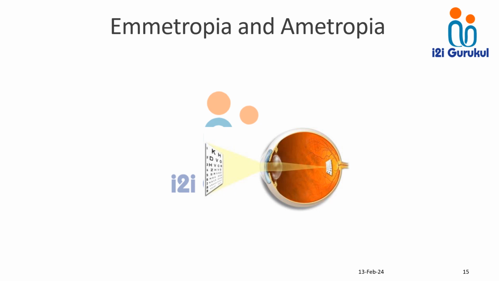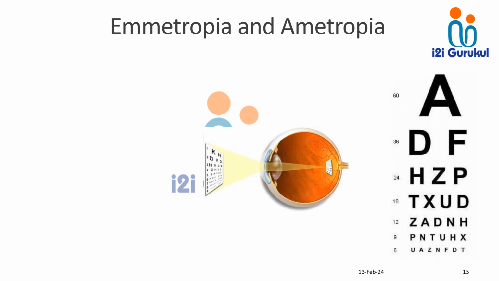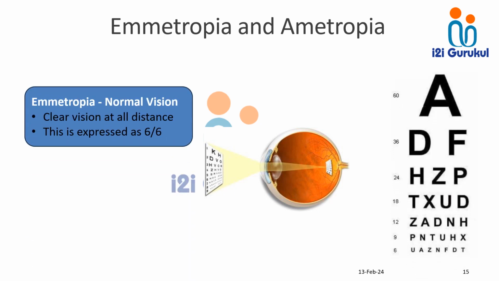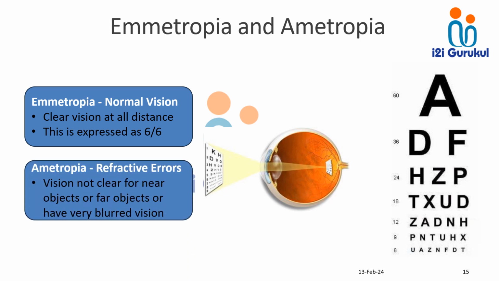Emmetropia is the medical term for the normal eye. The normal eye will be able to read the last line of the Snellen's chart, which we use to record the visual acuity, documented as 6 by 6 in the emmetropic condition. This also indicates that the ocular media through which the light travels are in line and in the normal condition. Okay, and then what is ametropia?